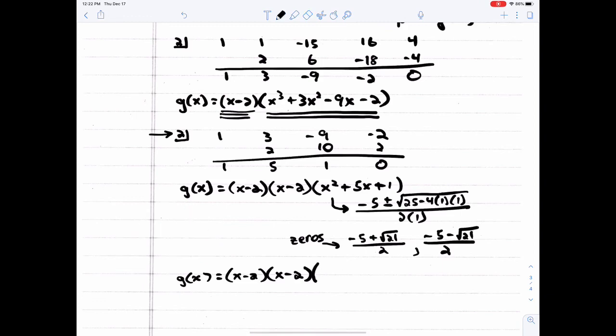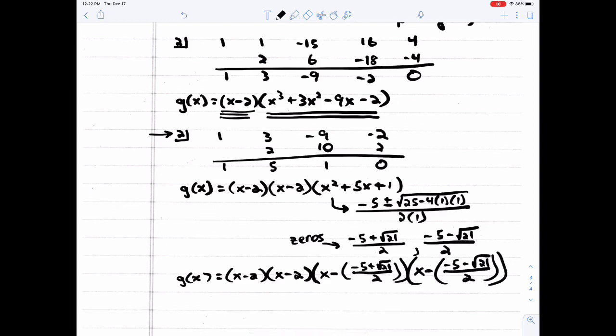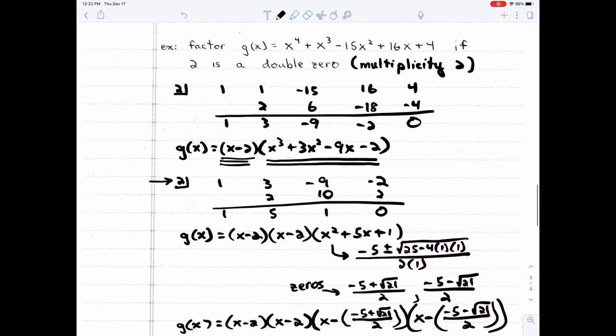So we take x minus, and what's the first 0? -5 plus square root of 21 all over 2. And then the next factor is x minus -5 minus square root of 21 all over 2. I kind of showed you this before when we were factoring perfect cubes, but I showed it to you real quickly and then didn't finish the problem off because it wasn't appropriate at that time. Okay, those are the factors.